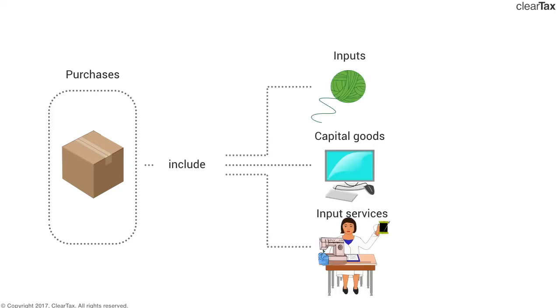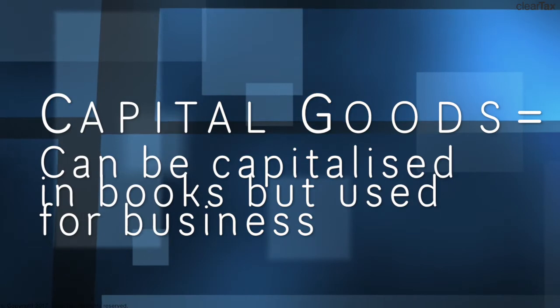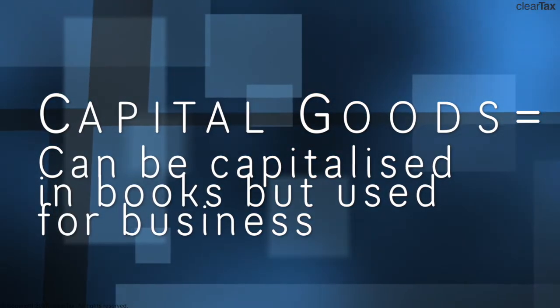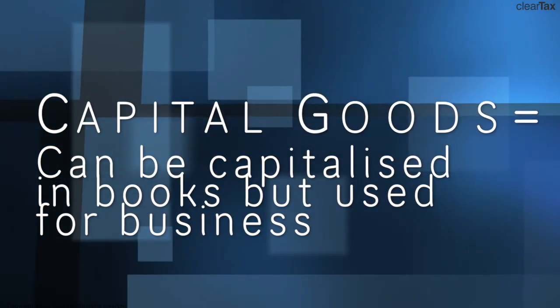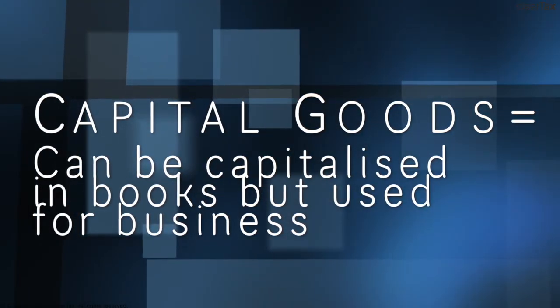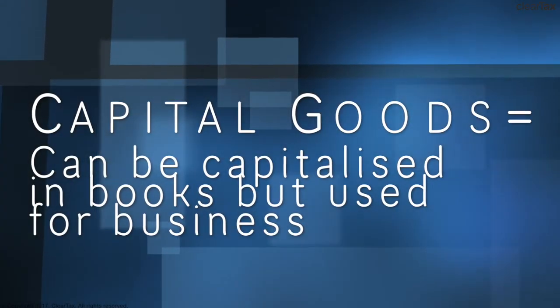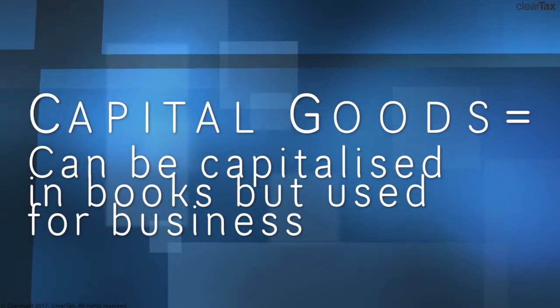purchases. Under the Act, purchases are broadly categorized into three categories: inputs, capital goods, and input services. Capital goods is nothing but the goods, the value of which can be capitalized in the books of accounts, and such goods are used in the course of furtherance of business. Again, the concept of value addition. It is used to improve business, directly contributing to output.